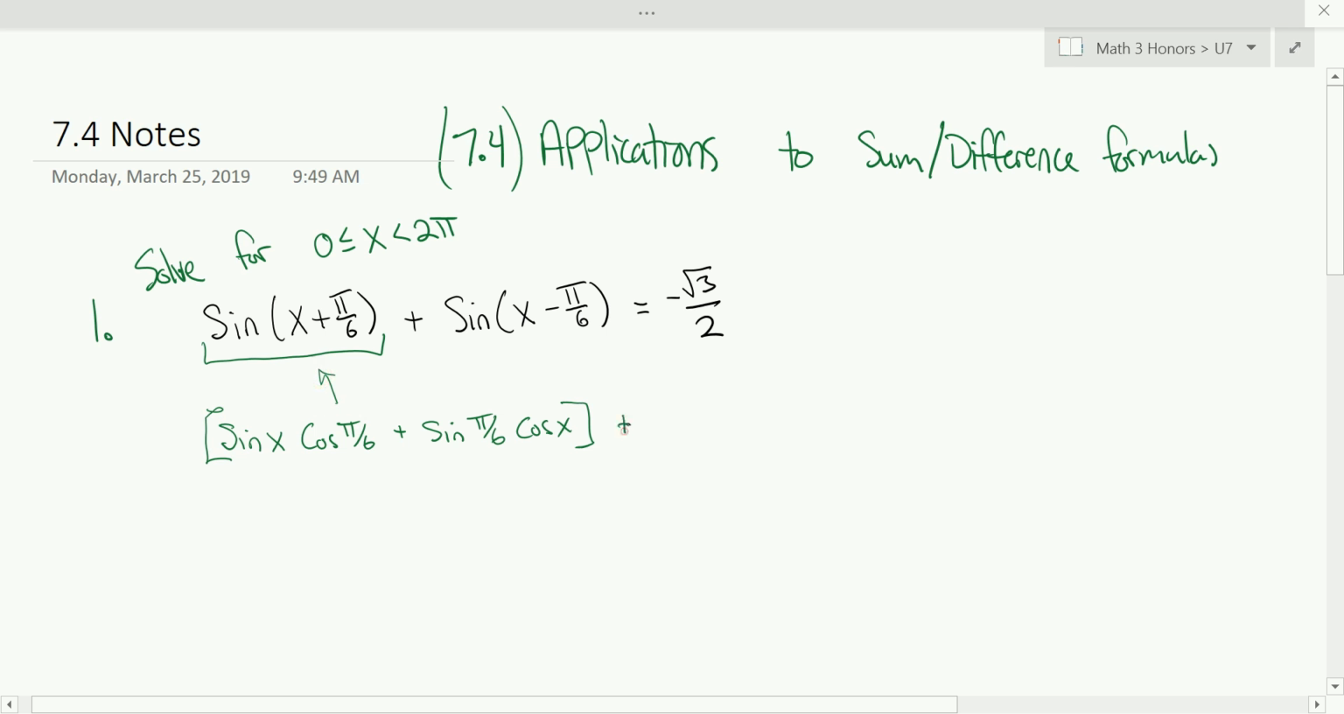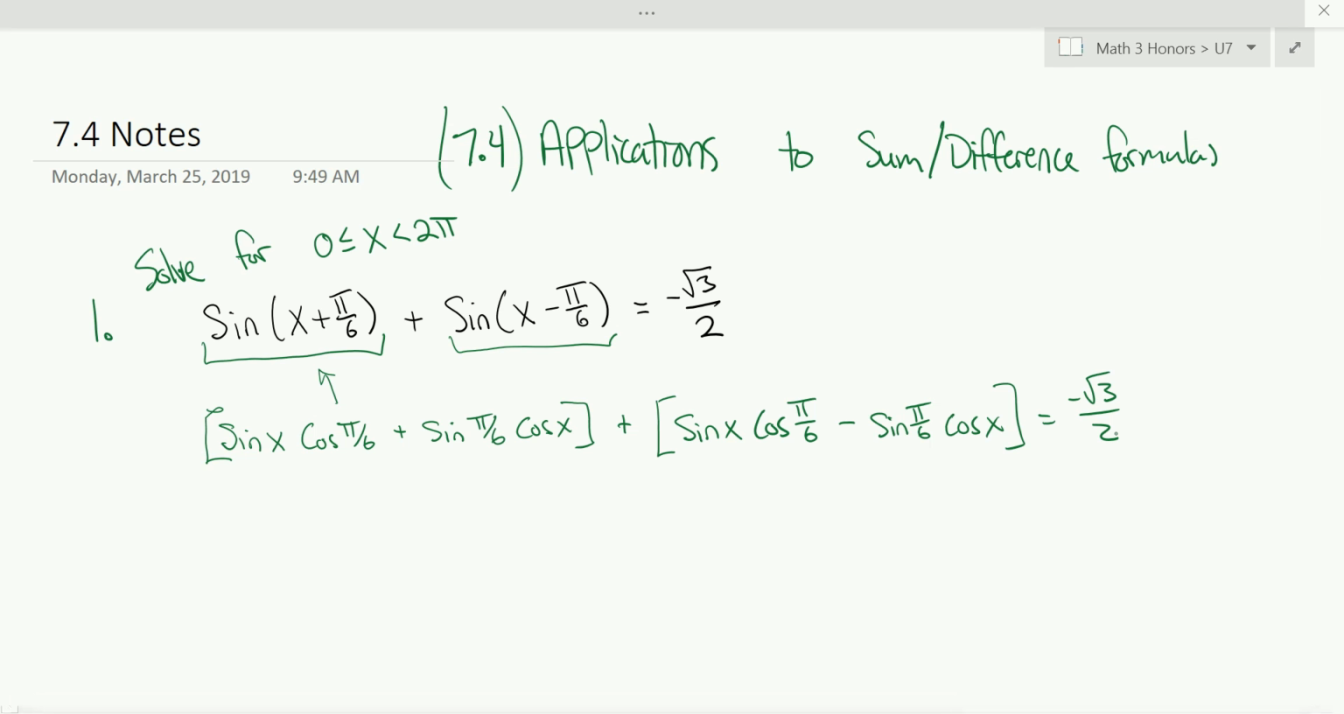Okay. Plus, now we have the second one to work with. We can split that up as well. So that becomes what? Plus or minus? Minus. And then all that's still equal to negative root 3 over 2. So it looks more complicated, but it's actually going to lead to an answer. Where before we couldn't get the answer, now we have just sine of x times something we can find, and just a cosine of x. Still looks like we need to simplify this quite a bit.